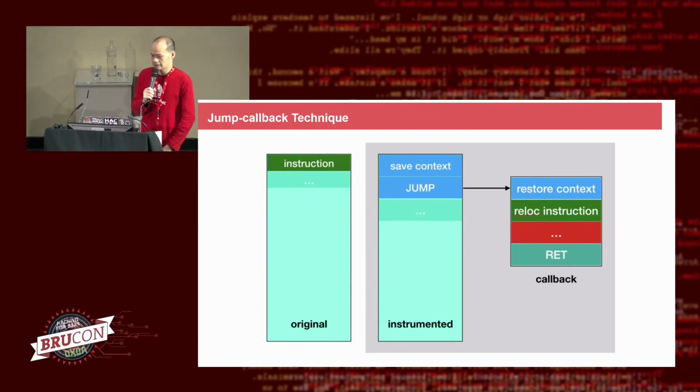Okay, so the next technique is that we do not jump to the trampoline buffer. We do not use any trampoline buffer in this technique, but we jump directly to the callback. So you see that we save the context, and we override the original code with the jump instruction. We jump to the callback. When we return from the callback, we restore the context and execute the relocated instruction, and after we do something in the callback, whatever, we return. So you can jump to the trampoline, or you can jump to the callback.